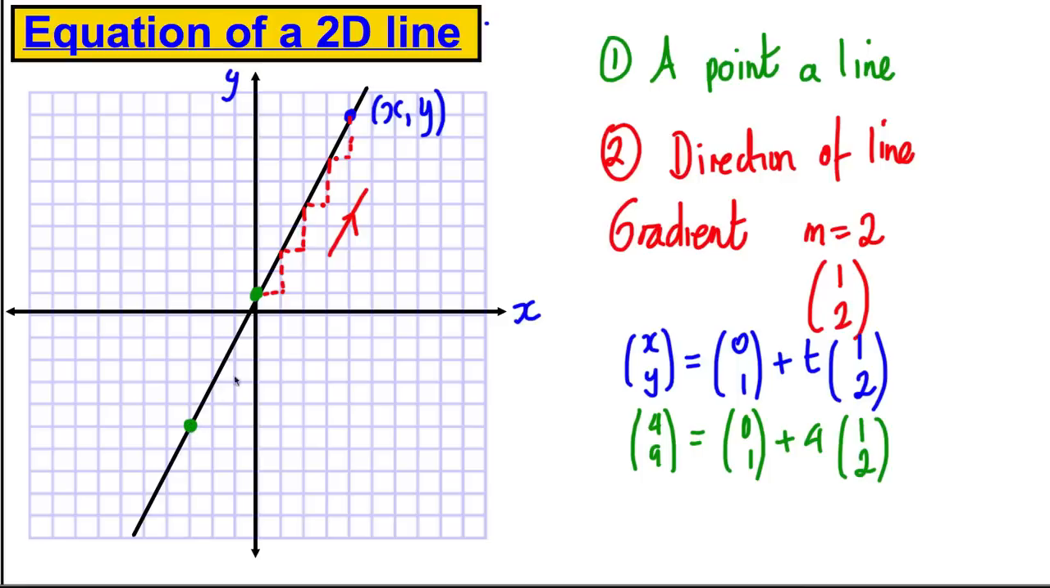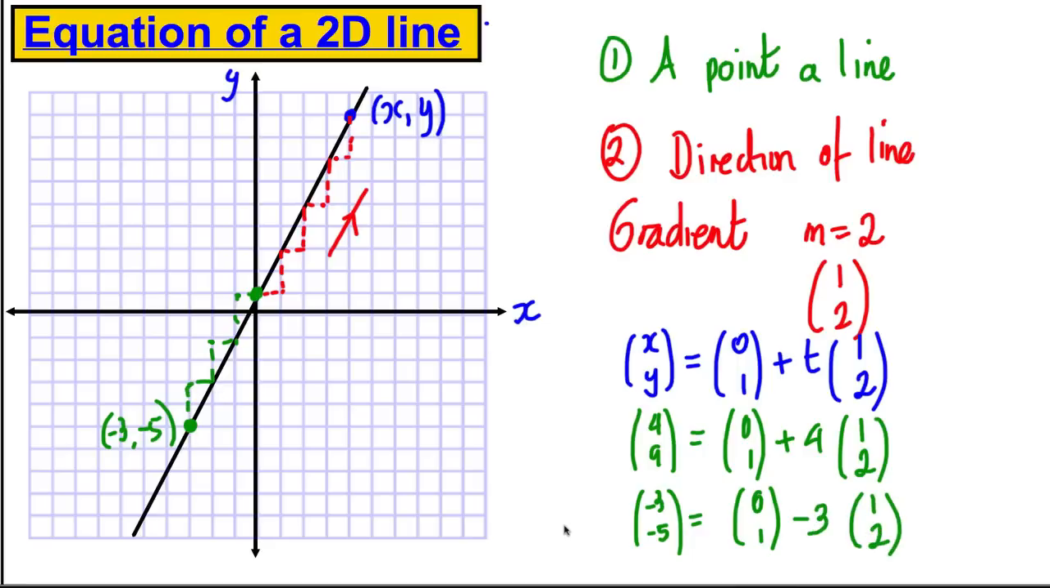Similarly, I could get myself to this point here. Say I want to get to this point here, which is negative 3, negative 5. How could I get myself to the position negative 3, negative 5? Well, I could start off at 0, 1, and I could go 1 back, 2 down, 1 back, 2 down, 1 back, 2 down. I could subtract 3 lots of the gradient 1, 2, and I would find myself at the same point.